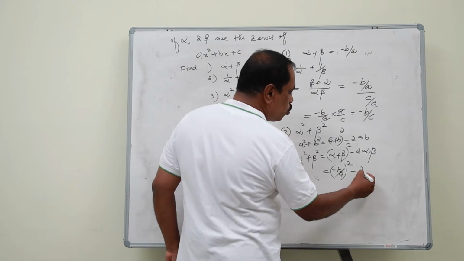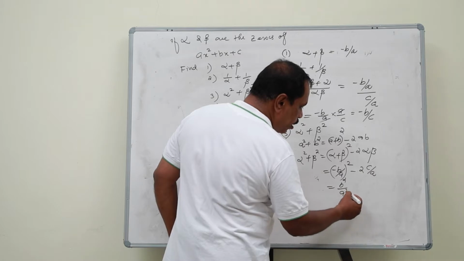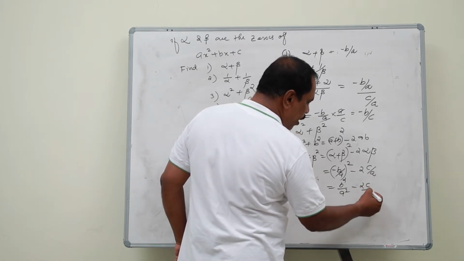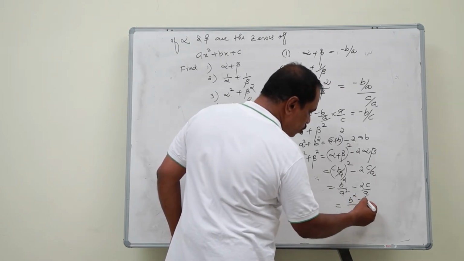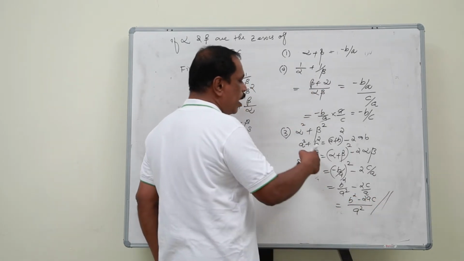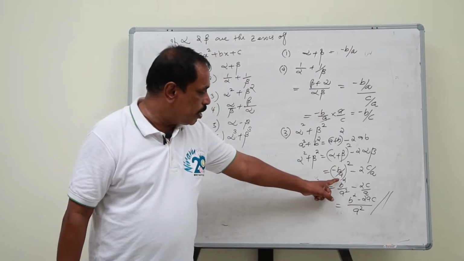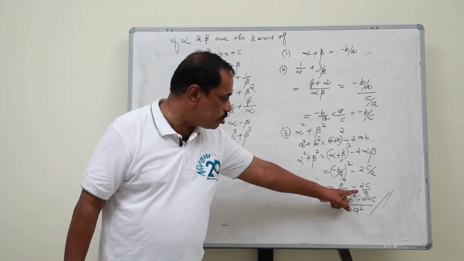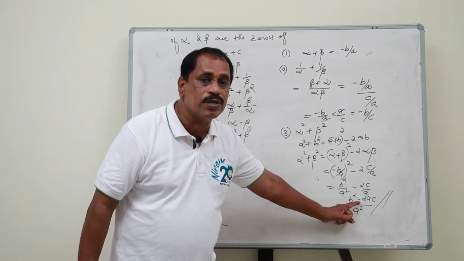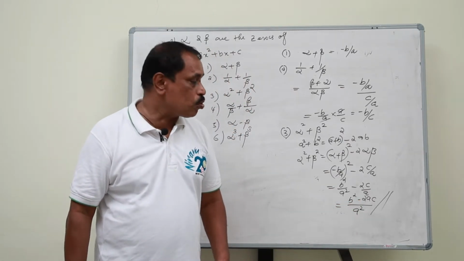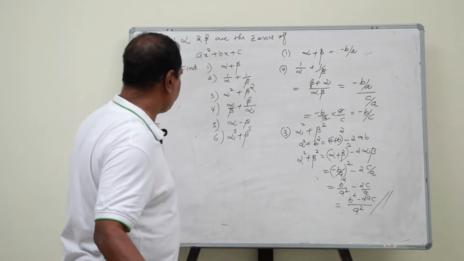Right? And 2 into c by a. Expand: b square by a square minus 2c by a. Taking LCM, b square minus 2ac by a square is alpha square plus beta square. Correct? So here, expand b square by a square minus 2c by a. Taking LCM we will get b square minus 2ac by a square. Very simple. And we will go for the next one.